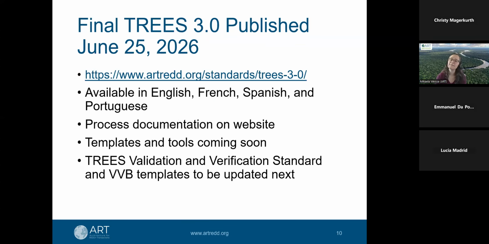So we released the final version of TREES 3.0 on June 25th. The official version of TREES is in English, but we are also excited to share the text in French, Spanish, and Portuguese to make it more accessible to all users. All of the documents on the process are also available on the ART website, including the public comment version of TREES 3.0, all of the public comments and our responses, a summary of the changes from TREES 2.0, and the Statement of Reasons that I mentioned previously.